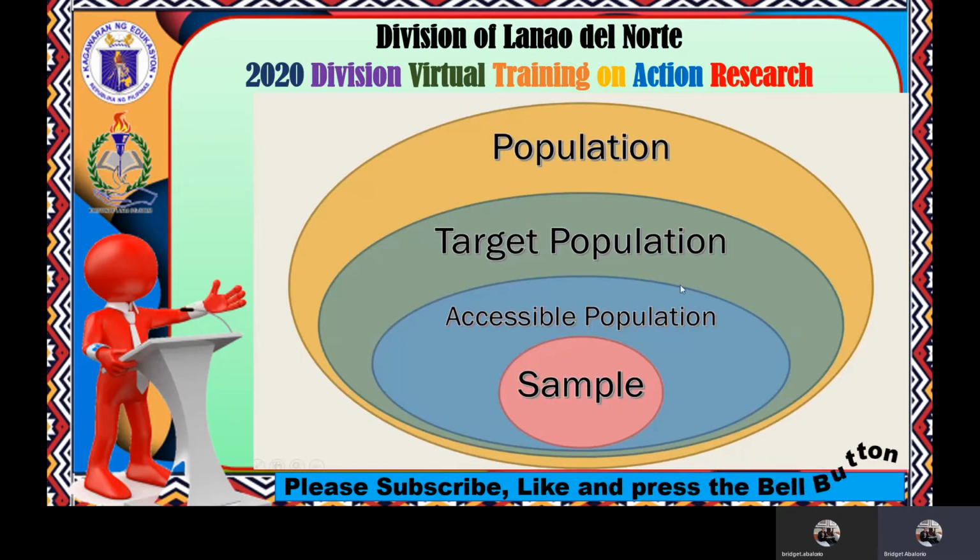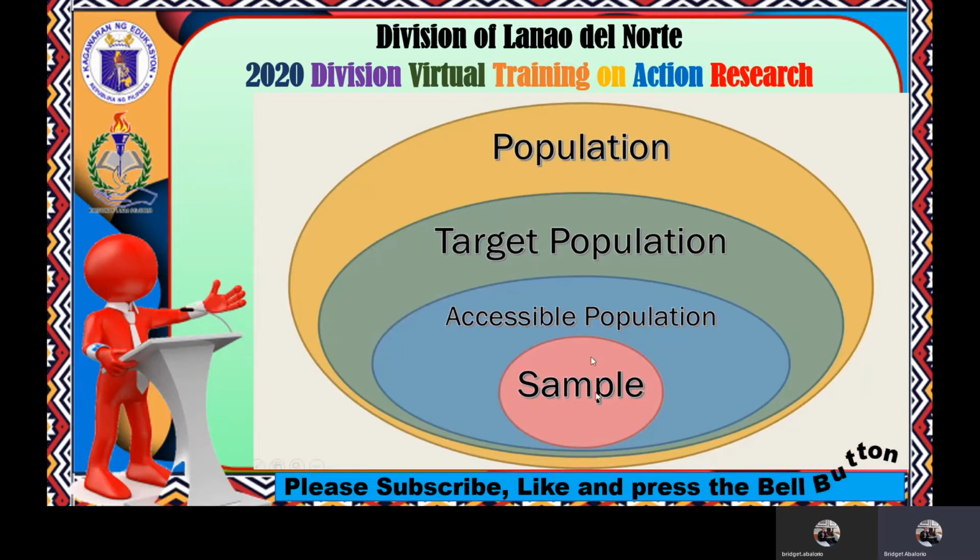And from the accessible population, we can now get our samples. So the samples are the participants of the study. So here we choose who we are going to subject our intervention to, or who are going to be exposed to our intervention from the sample. So it comes from the accessible population.